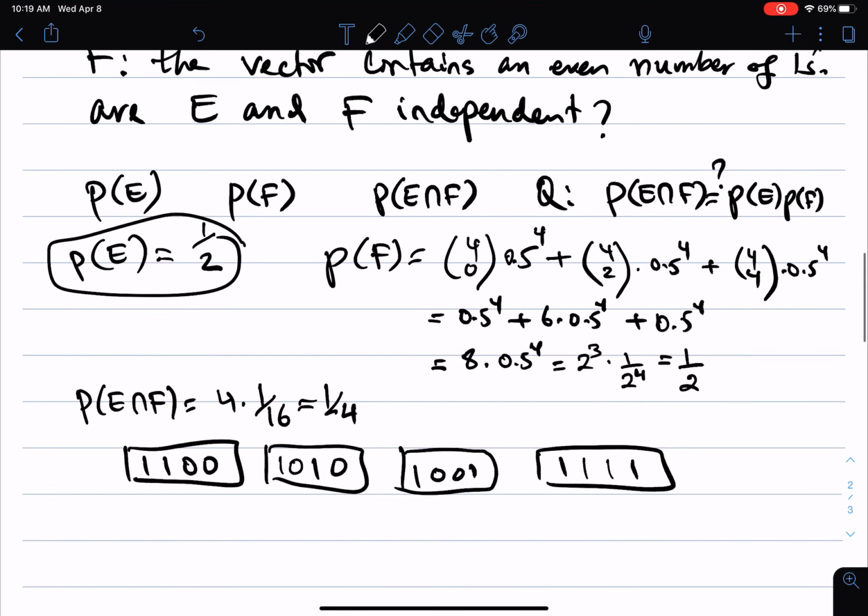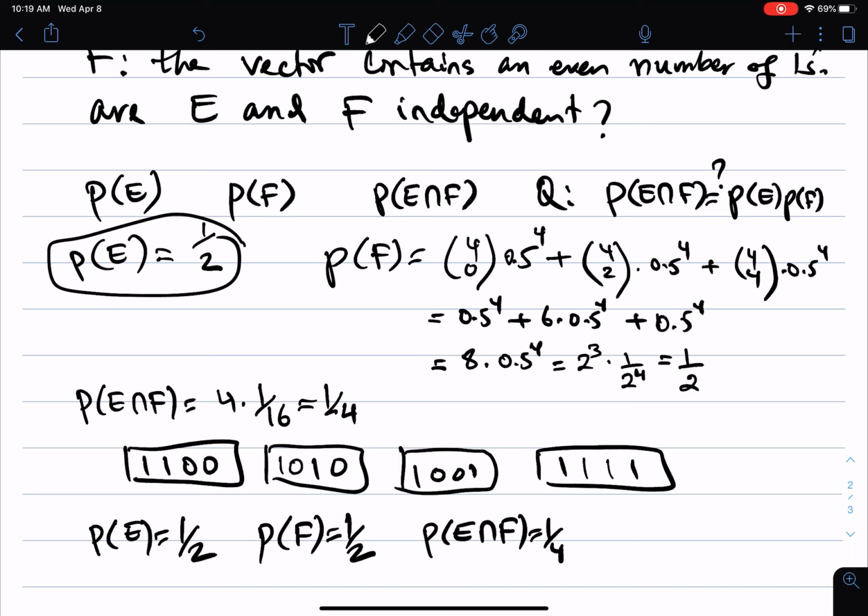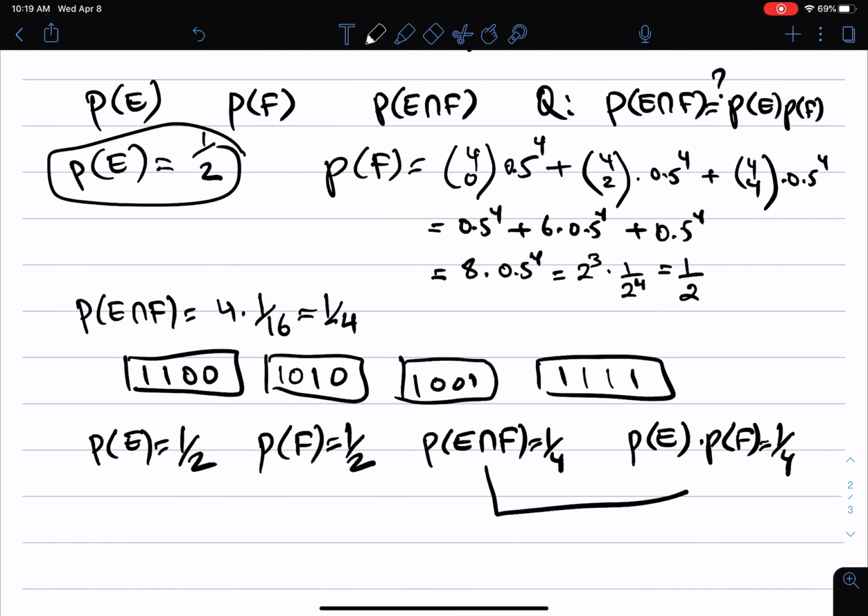Okay? So now we know P of E is 1/2. P of F is 1/2, and P of E and F is 1/4, and P of E times P of F is 1/4. Since these two are equal, it follows that E and F are independent. Okay? These are independent. So this is how we check independence of 2 events.